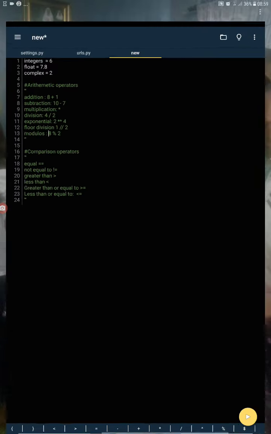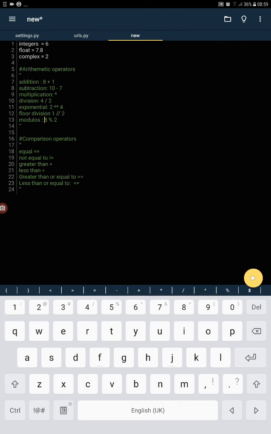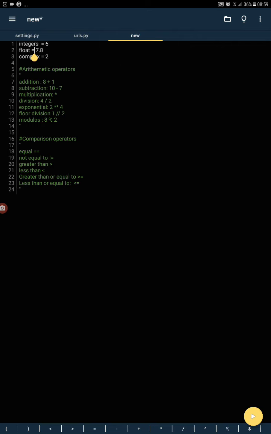So started. Now numeric data types in Python consist of three subtypes, and they are called integers, floats, and complex. As you can see right here: integers, floats, and complex. What are integers? Integers are whole numbers, from minus infinity to plus infinity.